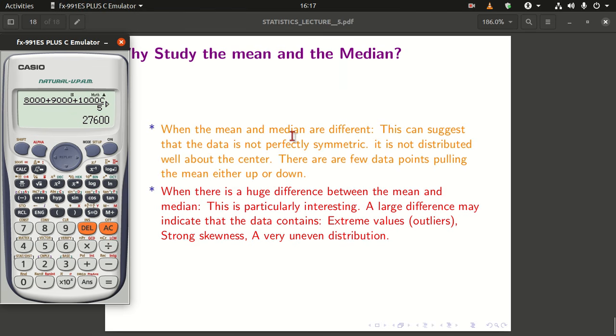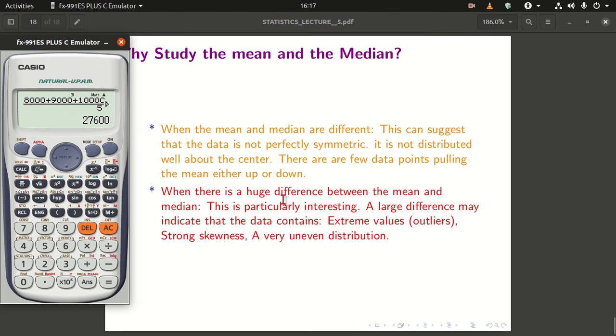Now, when the mean and median are different, this suggests that the data is not perfectly symmetric. It is not distributed well about the center. There are few data points pulling the mean either up or down.